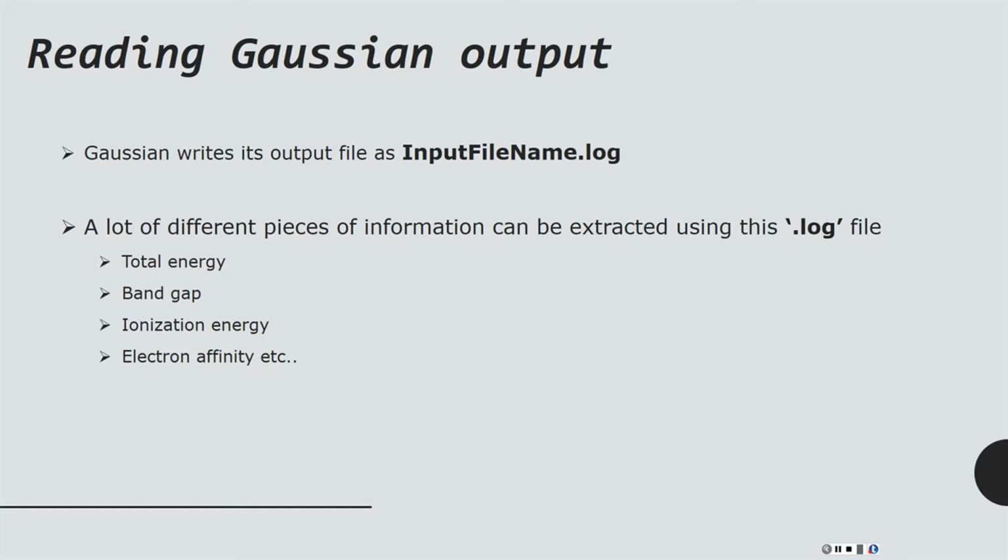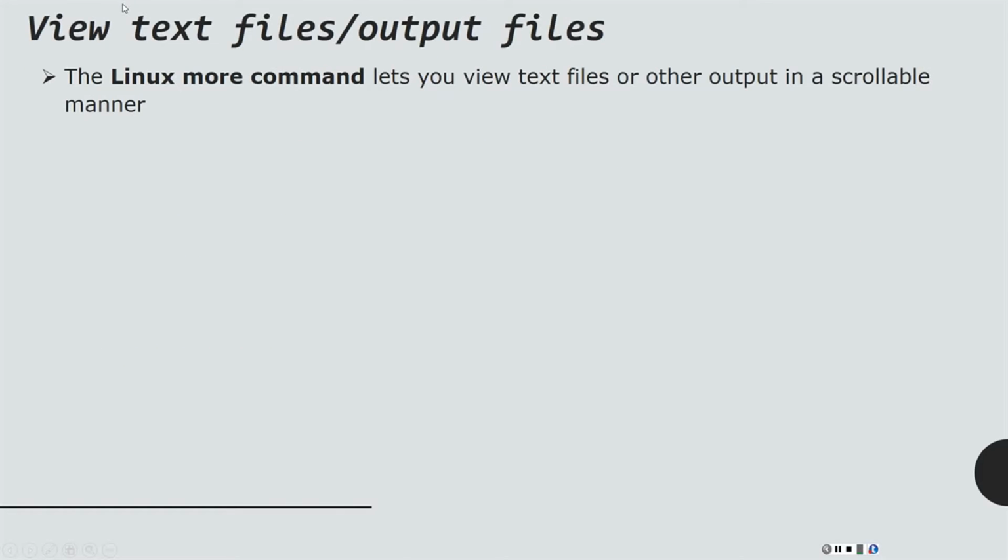I'm going to use an example molecule, the 1,3,5-hexatriene molecule, and I performed a single point energy calculation on an already optimized structure using the Hartree-Fock method. I don't have the molecule on screen right now, sorry about that.